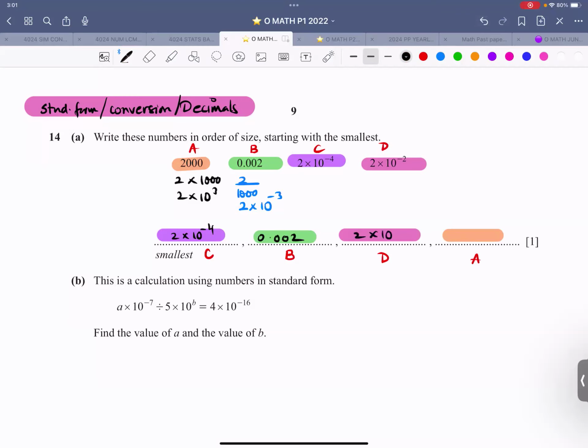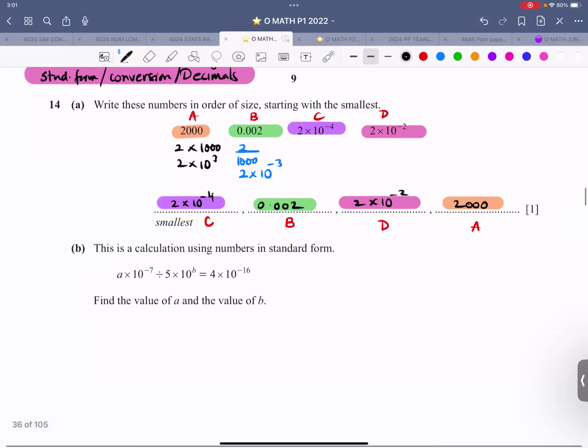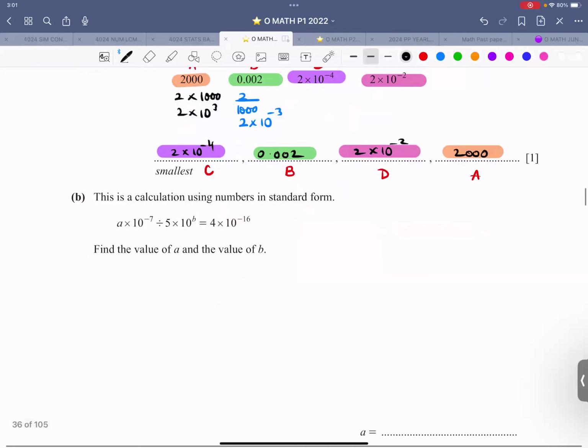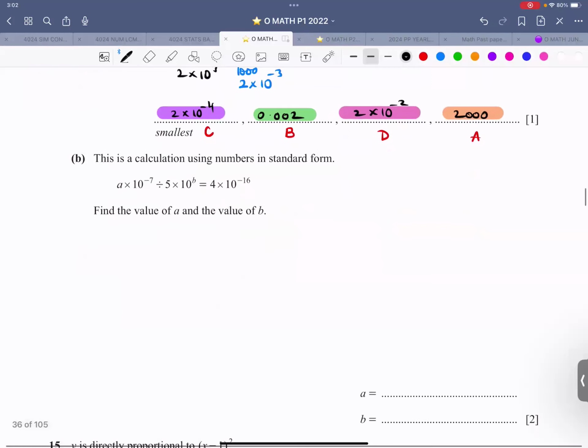D is 2 times 10 raised to power of negative 2. A is 2000. That's how we have arranged in ascending order. Now part B, again, standard form. It says this is a calculation using numbers in standard form. Find the value of A and B.